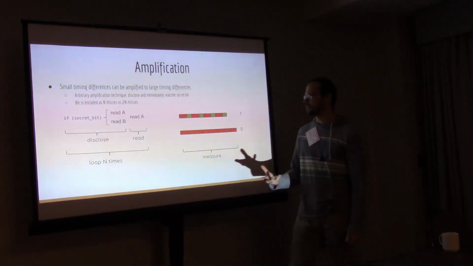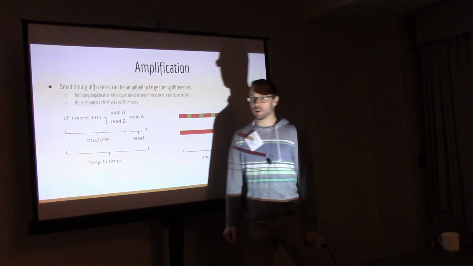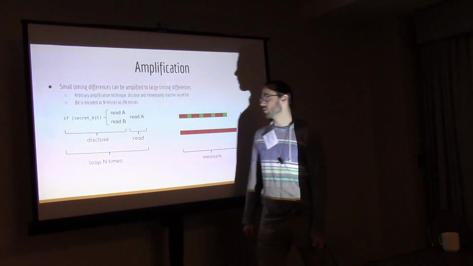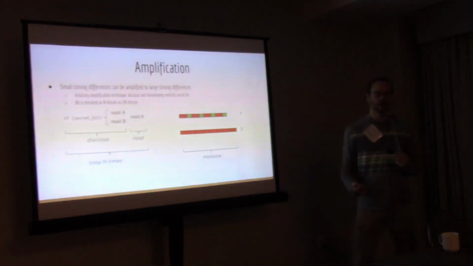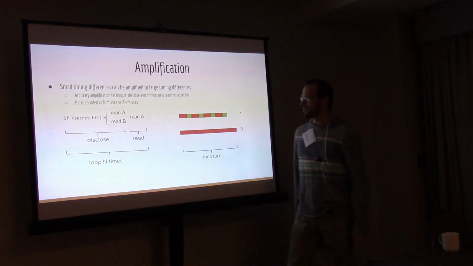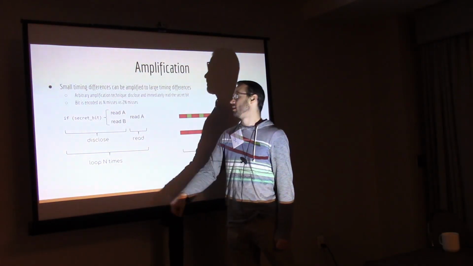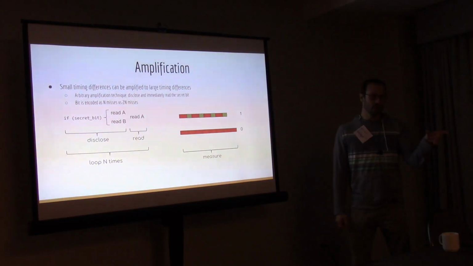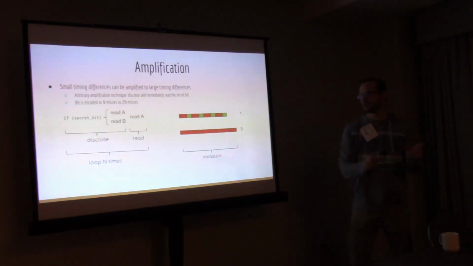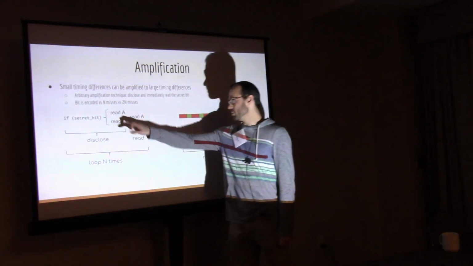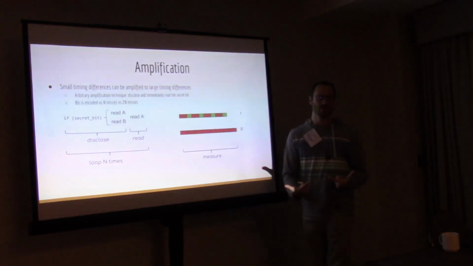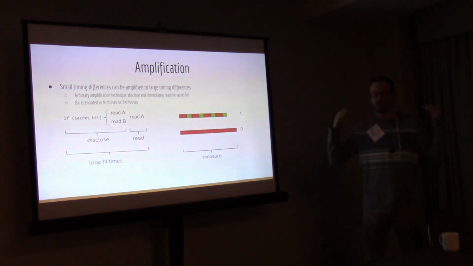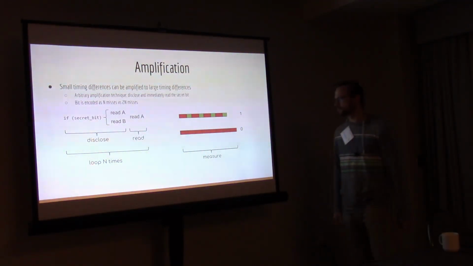So again, if we go back to this gadget where we have a secret bit that we want to disclose in the cache, we can just read A or B depending on the secret bit, then we immediately read A. So that means that if the secret bit is 0, we're going to read A, and then we're going to read A again. So we have a miss, because we assume that A is out of the cache, and then we have a hit. But if it's 1, then we read B, and then read A, and both of those are misses. So now we have 1 hit and 1 miss, versus 2 misses, and we can just do that as many times as we want.